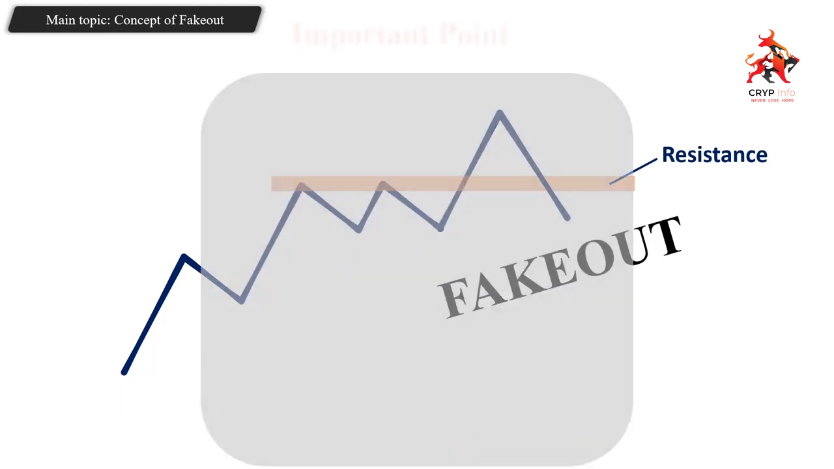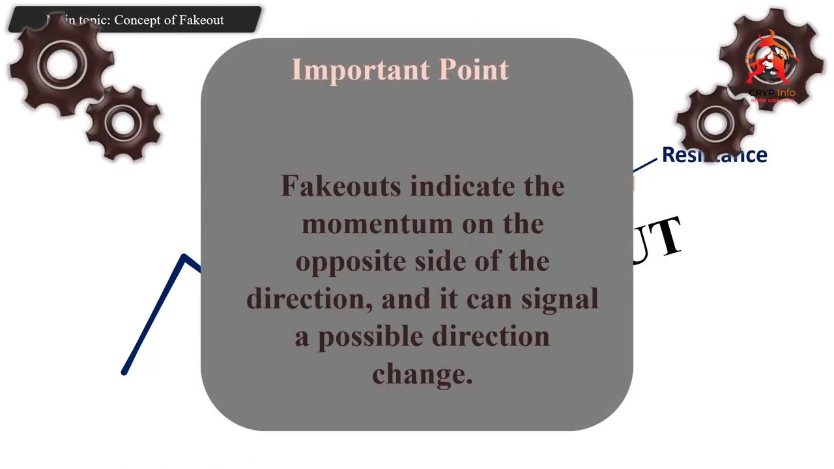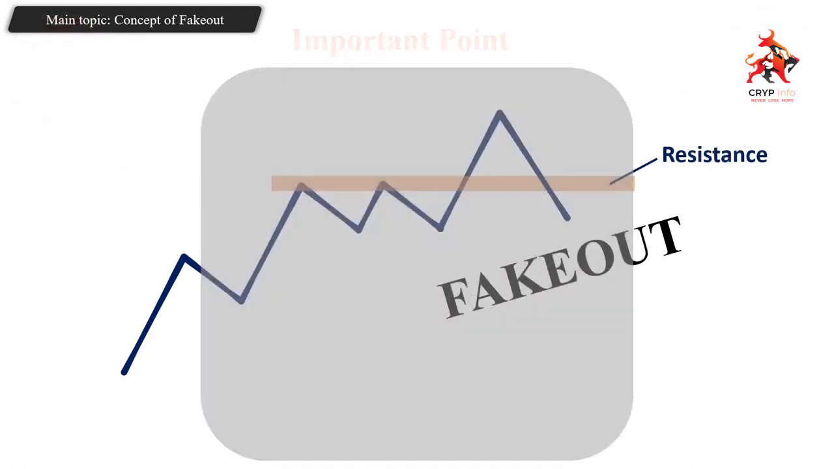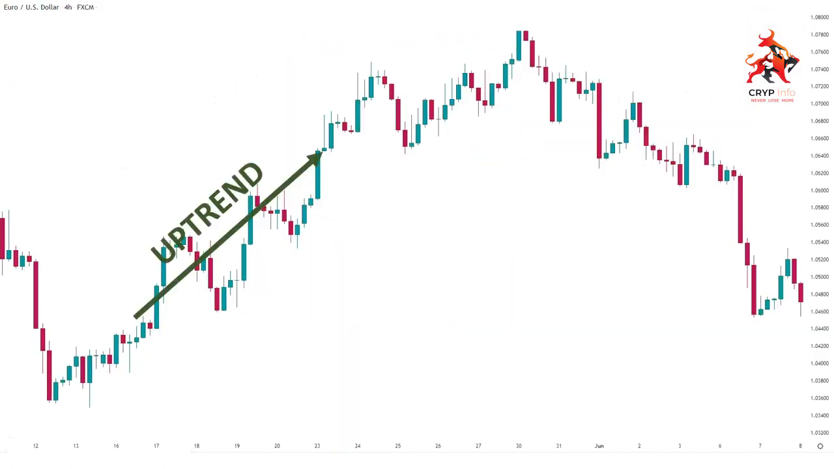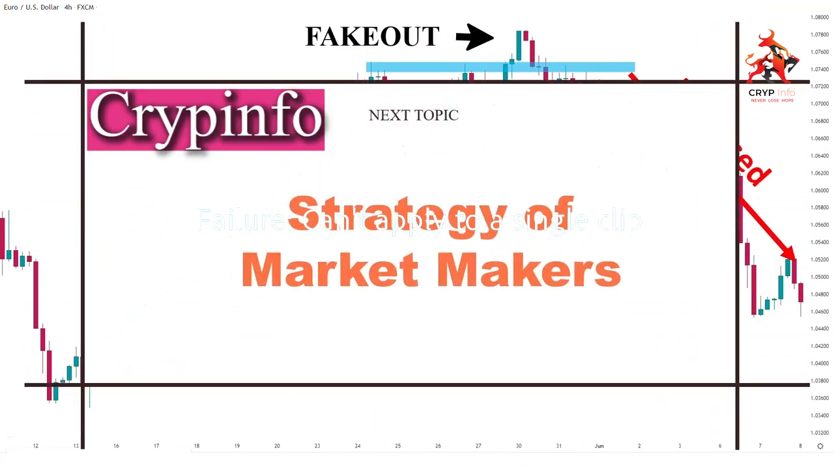So here is an important point. Fakeouts indicate the momentum on the opposite side of the direction, and it can signal a possible direction change. Here we had an uptrend until we got a fakeout, and the market reversed from here. Now that you know all the concepts required for the market maker's trading setup, let's jump into it.